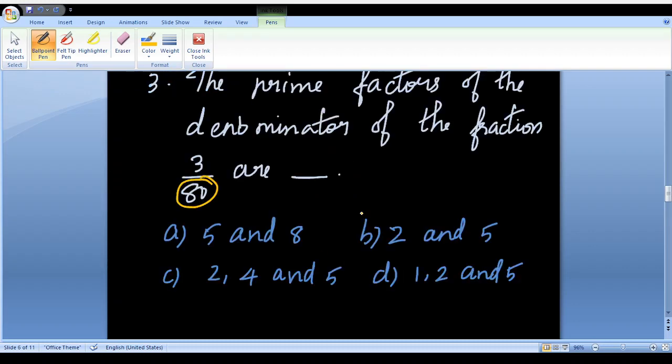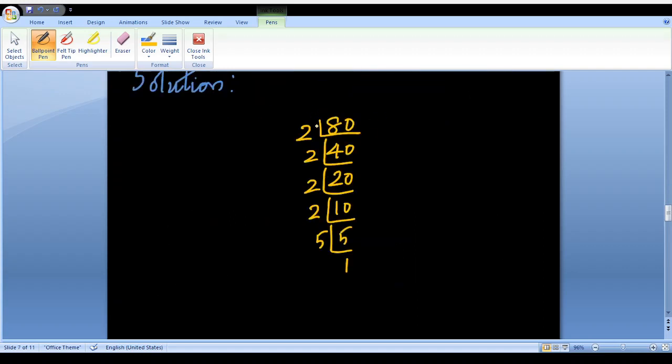So here the question is prime factors. We need prime factors alone, right? So see here, what are the prime factors here? We have 2, 4 times, and 5, 1 time. So what are the prime factors here? 2 and 5, right?